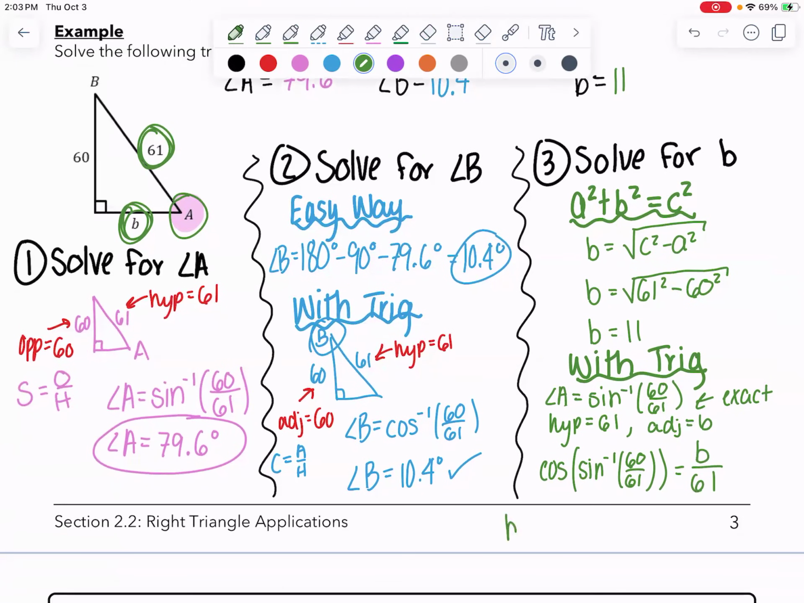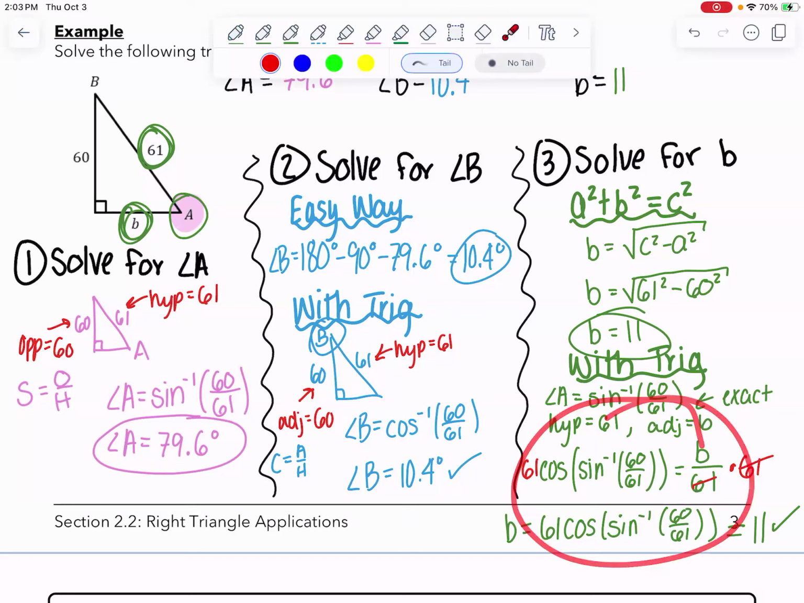You multiply by 61 on both sides, and you'll get 61 cosine of sine inverse of 60 over 61. These cancel, boom. And if you plug this into your calculator, you should get exactly 11. So it's the same answer either way. This is obviously a more complicated method down here, but it does work.